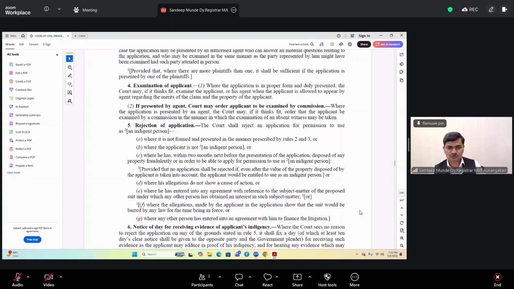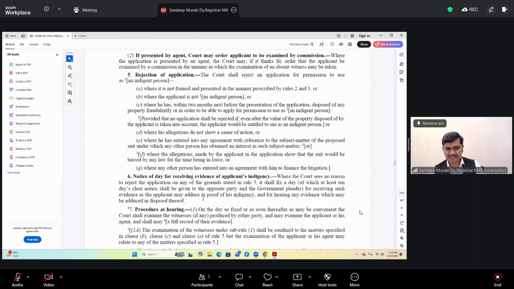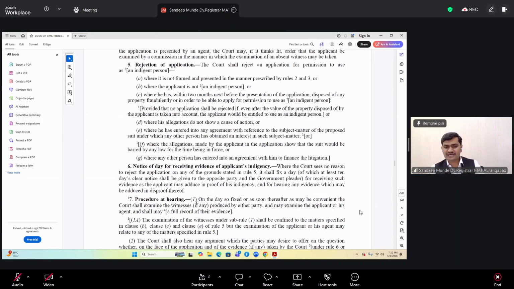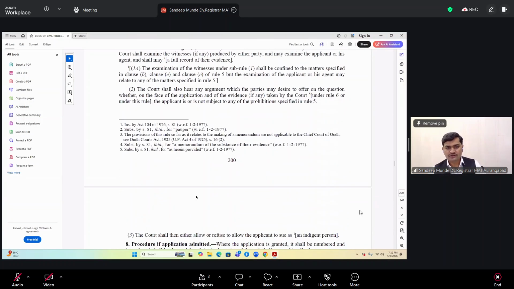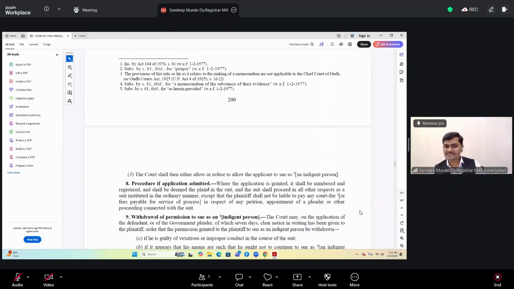So Rule 6: notice of the day for receiving evidence of applicant's indigency. Procedure at hearing. Then the procedure, if the application is admitted: where the application is granted, it shall be numbered and registered and shall be deemed the plaint in the suit. Whatever application has been presented will be deemed the plaint in the suit, and the suit shall proceed in all other respects as a suit instituted in the ordinary manner, except that the plaintiff shall not be liable to pay court fees.